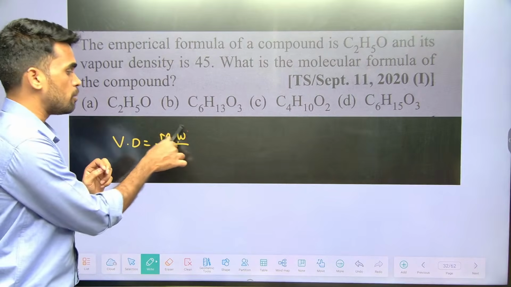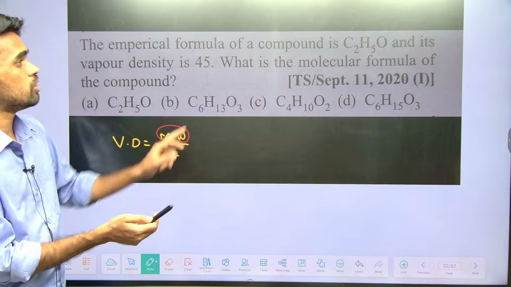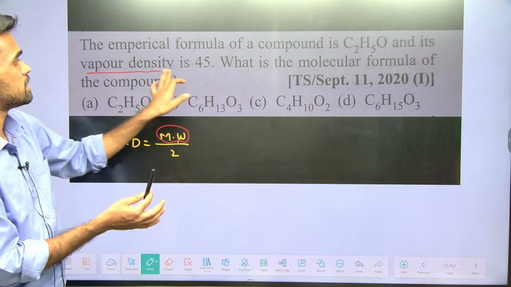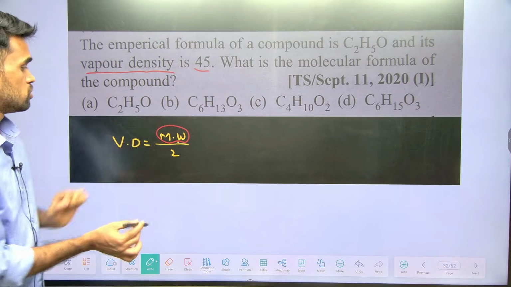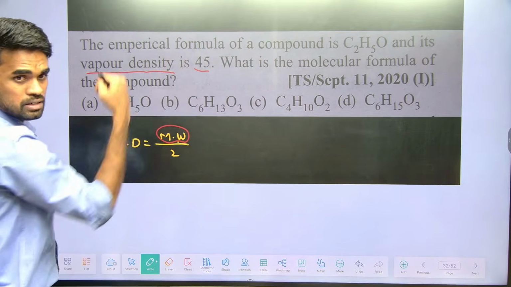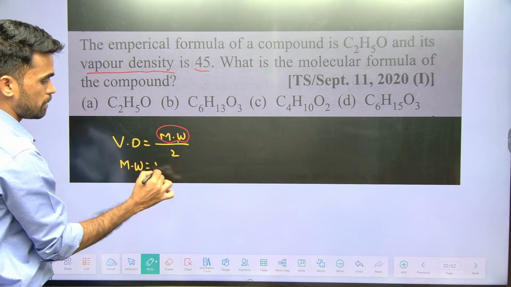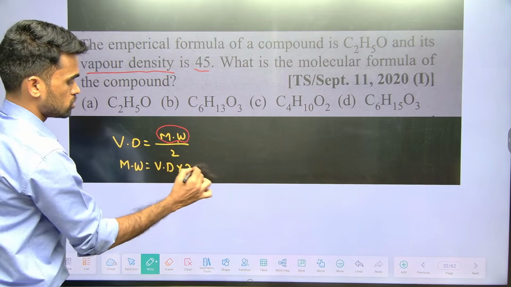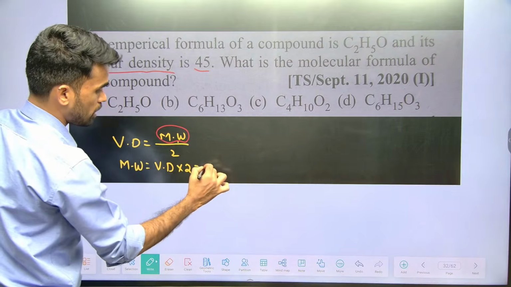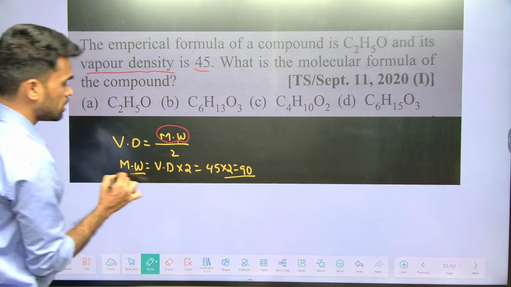So here the compound may change depending upon the question. Now here they are saying the vapor density is how much? Vapor density is 45, so what molecular weight will we get for that? Molecular weight will be equal to vapor density into 2. So it will be 45 into 2. So it will be 90. So this is your molecular weight.